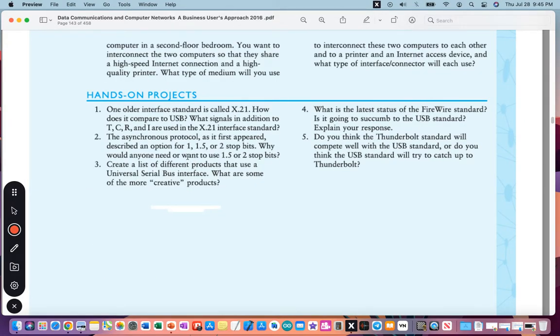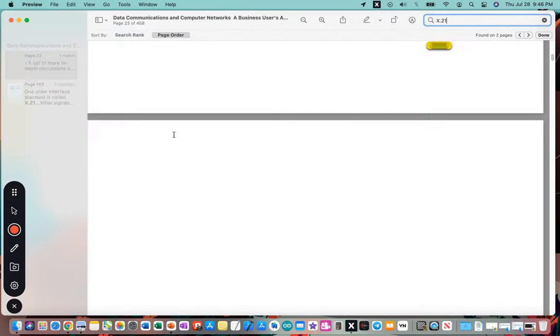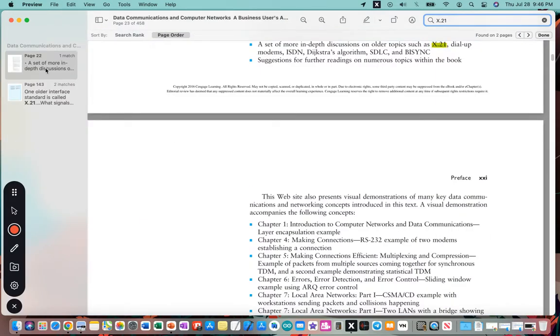Hands-on project. Let's see the first one. One older interface standard called X.21. How does it compare to USB? What signals, in addition to T, C, R, and I, are used in the X.21 interface standard? So to answer this question, we need to go back. This is page 143. We need to go back and search for that.